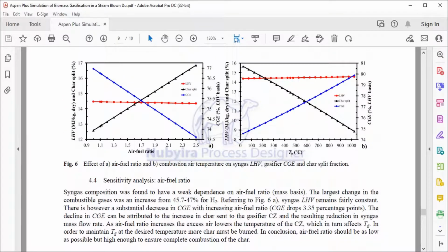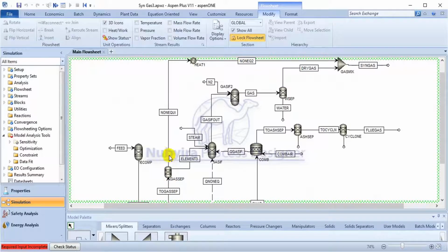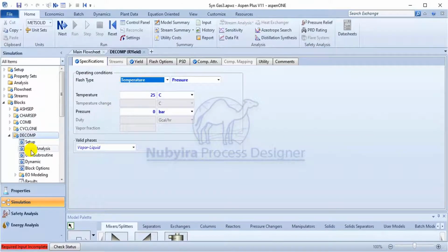So let me move fast to my model. This is the model here. I'm following what they have done. It is not yet complete because I was still working on it before I started this video. The feed comes here, and basically the feed will be decomposed into its components. The water-gas shift reaction is specified as an equilibrium reaction, so you specify it here in the setup.